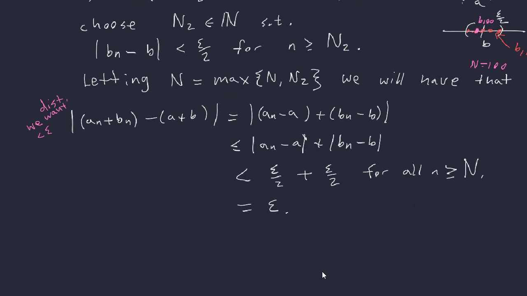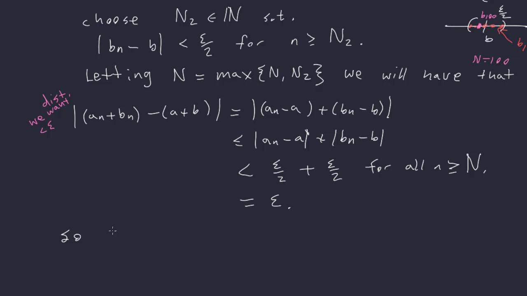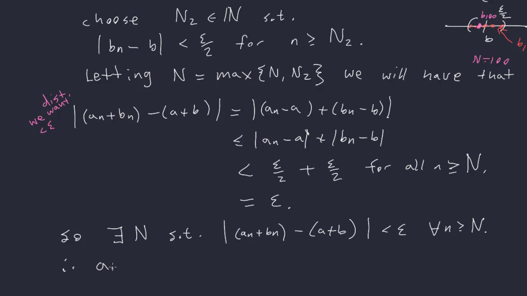So there exists an N such that the absolute value of a_n plus b_n minus A plus B is less than epsilon for all little n greater than or equal to big N. Therefore, a_n plus b_n converges to A plus B.